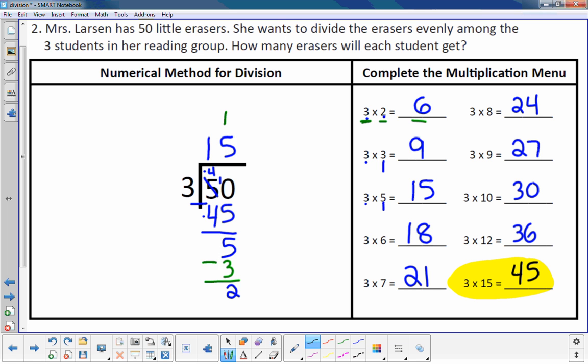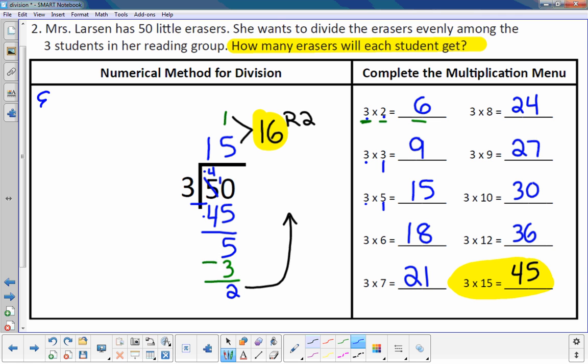So now, I just have to put these together. That's 16. And that 2 is a remainder, remainder 2. I've answered the division problem, but did I answer the question? The question is, how many erasers will each student get? Okay. Each student's going to get 16 erasers, and there are 2 left over.